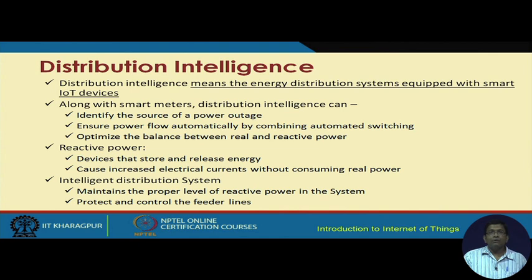It ensures power flow automatically by combining automated switching and optimizing the balance between real and reactive power. In the case of reactive power, devices can store and release energy and cause increased electrical currents without consuming real power. The intelligent distribution systems can maintain the proper level of reactive power in the system and protect and control the feeder lines in the transmission system.